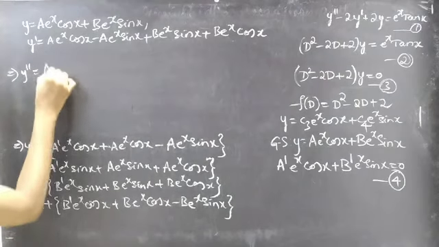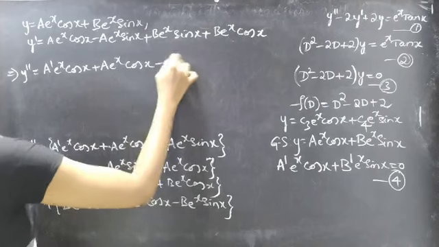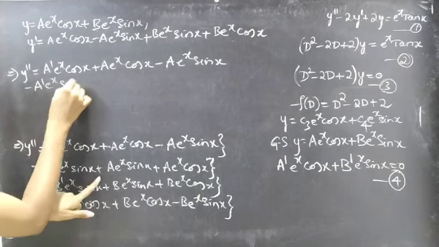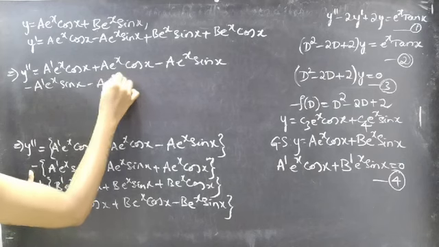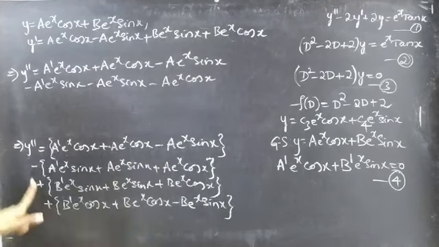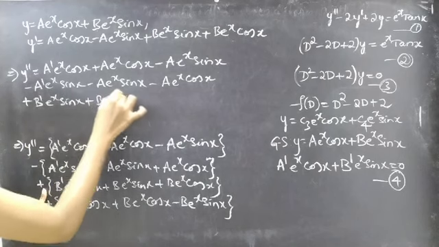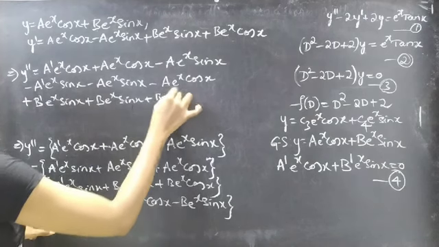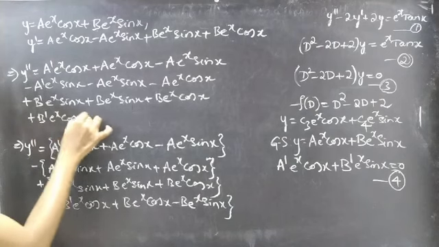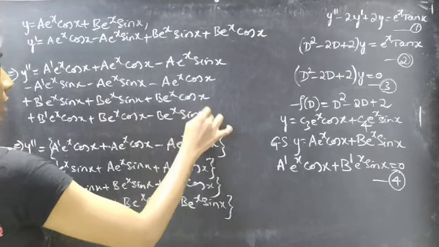This gives us a' e^x cos x plus a e^x cos x minus a e^x sin x, minus a' e^x sin x minus into plus minus a e^x sin x minus into plus minus a e^x cos x, plus b' e^x sin x plus b e^x sin x plus b e^x cos x plus b' e^x cos x plus b e^x cos x minus b e^x sin x.